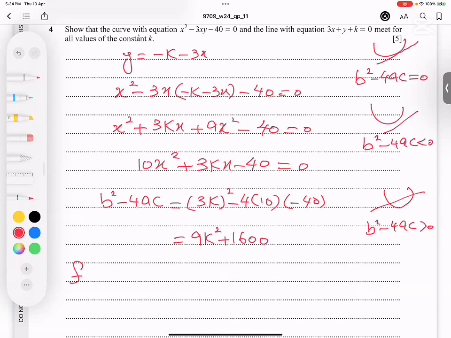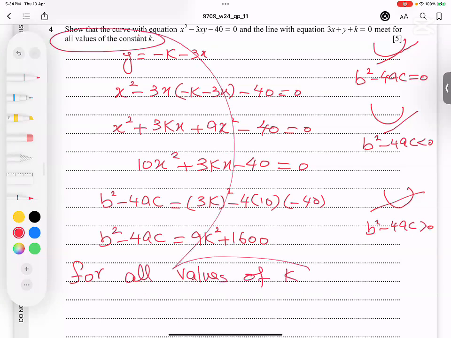But in the exam, for the examiner, you will write a statement. This statement is enough to understand. You can say for all values of k, 9k to power 2, I write this below it, plus 16.